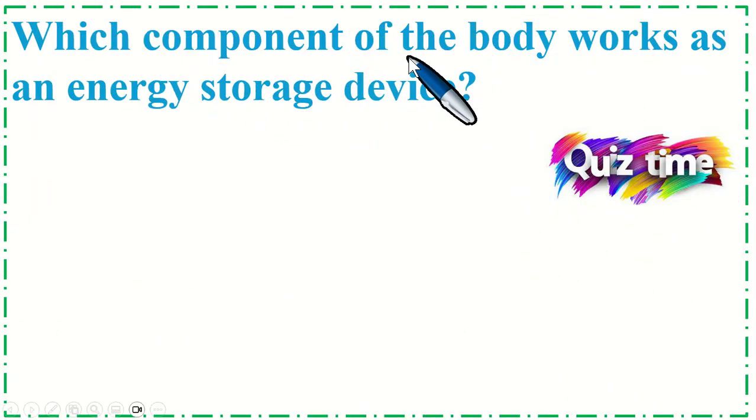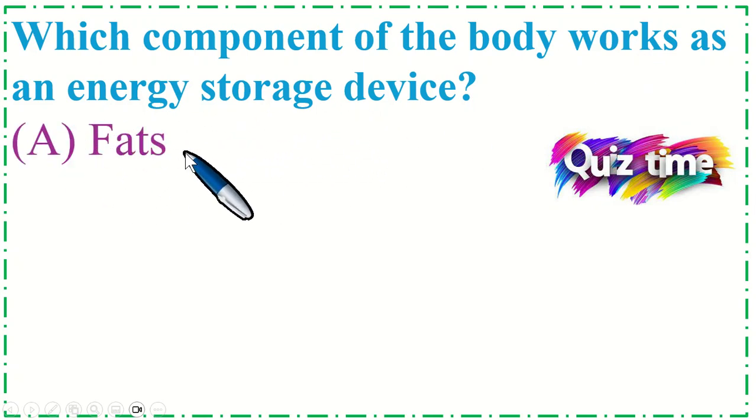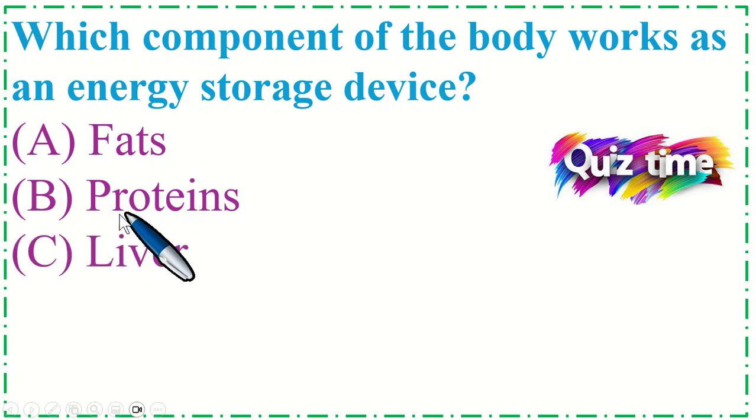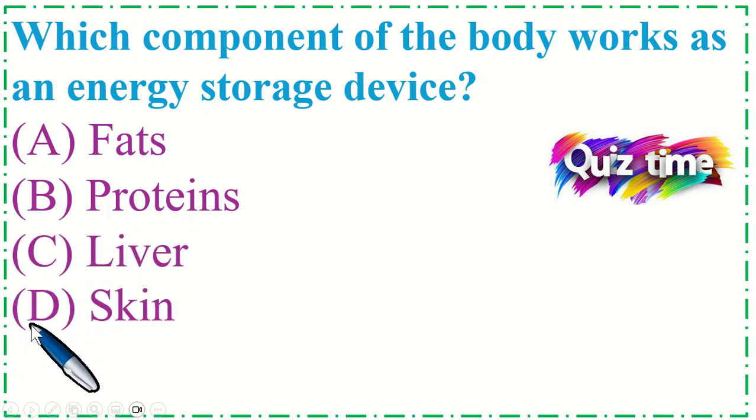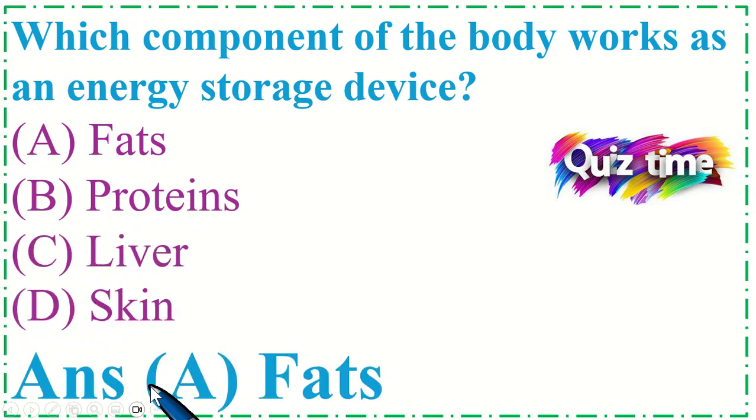Which component of the body works as an energy storage device? Option A fats, B proteins, C liver, D skin. Correct option is A fats.